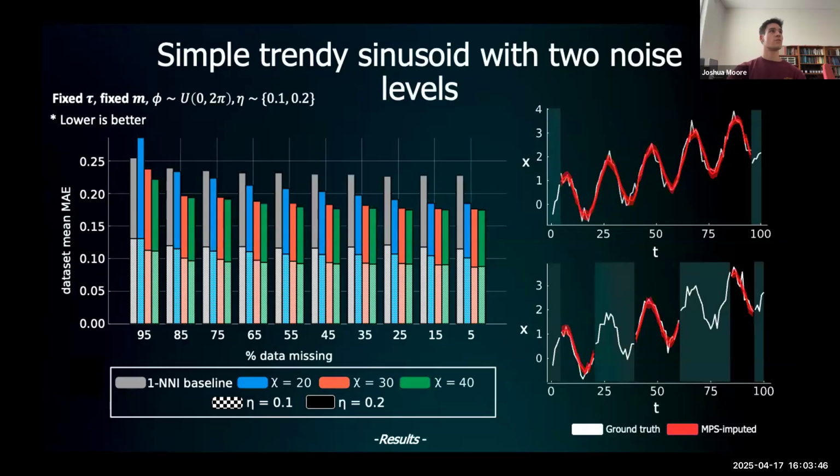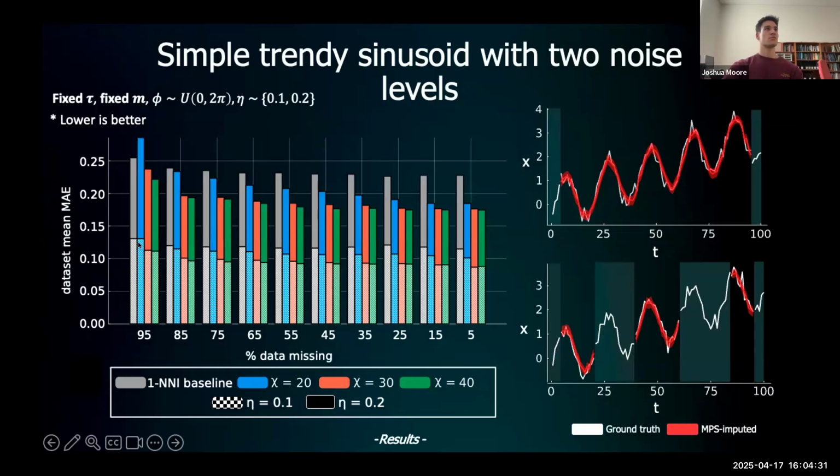And so here are some examples. On the left here, we have a plot of the error at different percentages of missing data. So each time we're removing a larger and larger window of values, and we're trying to impute them, and we're computing the error here. And so lower is better. The one nearest neighbor baseline, we can see in gray, and then for the MPS, we're looking at 3 different values of this parameter chi. And once again, we can think about this as the model complexity or the model expressibility. A larger chi value means more model parameters. It's able to fit much more complex distributions. We'll just consider the low noise case, so the hatched or checkered boxes.